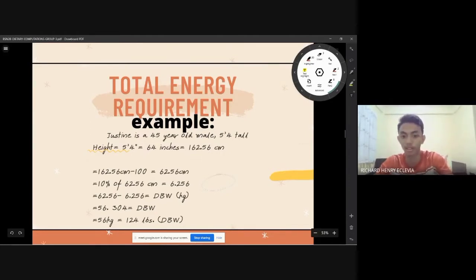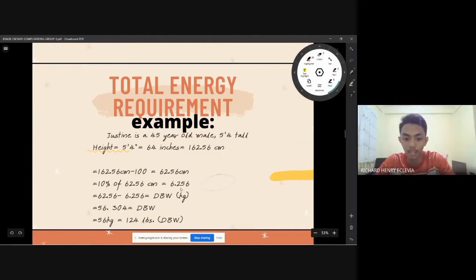Tapos after nun, i-convert mo naman sa centimeter. So ito yung magiging ano dyan. 162 point, so meron ka ng centimeter na height. 162.56 minus 100 is equals to 62.56 centimeters. Tapos, ma-minus mo dun sa 10% ng 62.56 centimeters.